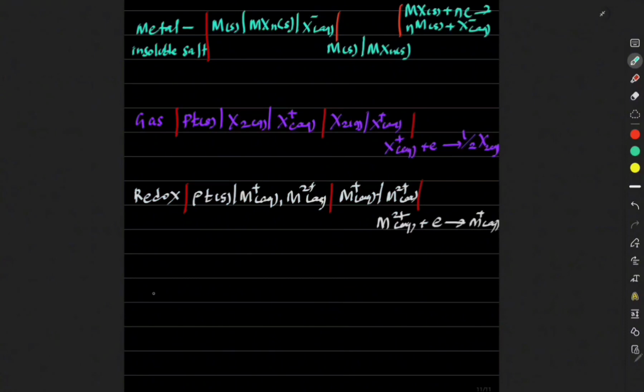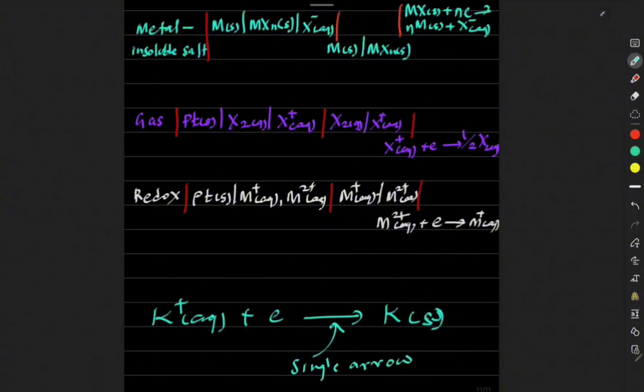When we are writing the electrode reaction, it should be represented with one single arrow. Let's consider potassium. If potassium is there, K plus aqueous plus an electron is the reduction reaction. They form solid potassium, and this will be represented with a single arrow. Single arrow means there is a current flowing through.